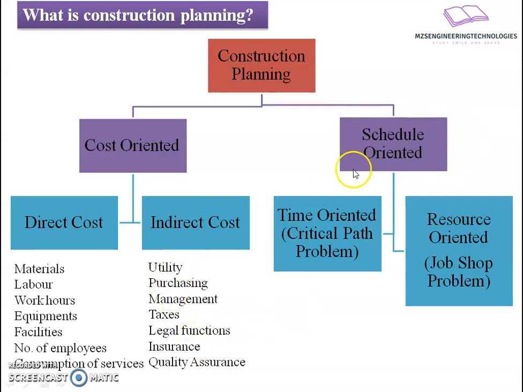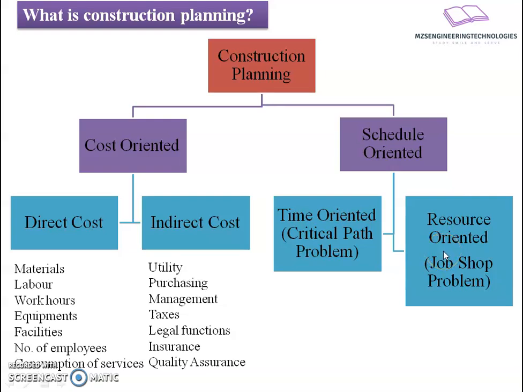The second part is the schedule oriented. Here we will say that the project will be oriented either time bound or resource bound. So we can say it is time oriented. We know the well known example here, the critical path problem. And the second one, resource oriented, is said to be the job shop problem. Depending on the resource, you are going to put the employees there, you are going to put the task there, and accordingly you are going to execute the work.